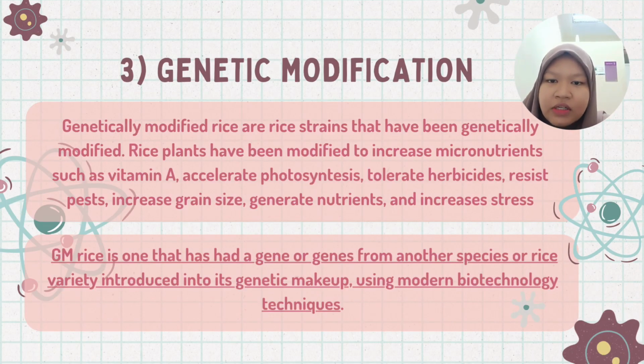The third one is genetic modification. Genetically modified rice are rice strains that have been genetically modified. Rice plants have been modified to increase micronutrients such as vitamin A, accelerate photosynthesis, tolerate herbicide, resist pests, increase grain size, generate nutrients, and increase stress tolerance. GM rice is one that had a gene or genes from another species or rice variety introduced into its genetic makeup using modern biotechnology techniques.